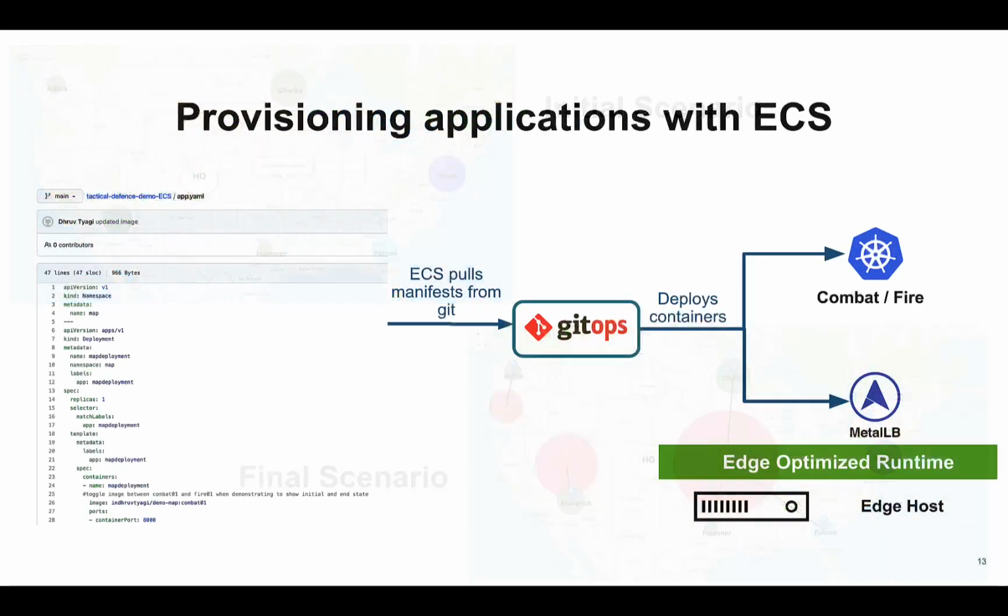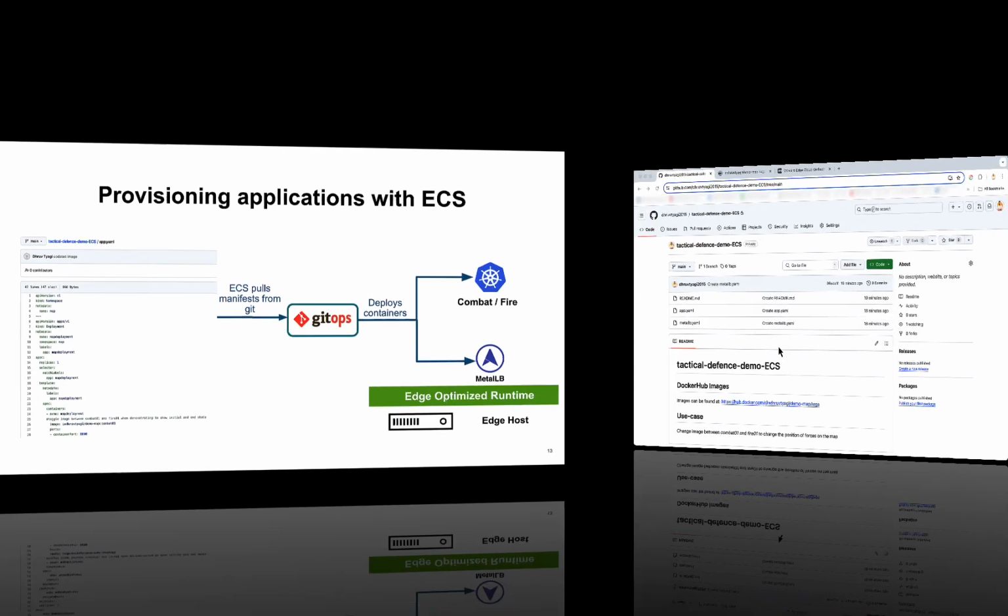For this demo, we will assume that VMware Edge Compute Stack has been deployed on the Edge host and is ready to be added to VMware Edge Cloud Orchestrator. In the architecture diagram, we can see that the application is stored in the form of YAML files in a Git repository. Once the Edge host comes online, it pulls this application configuration from Git and deploys the required constructs.